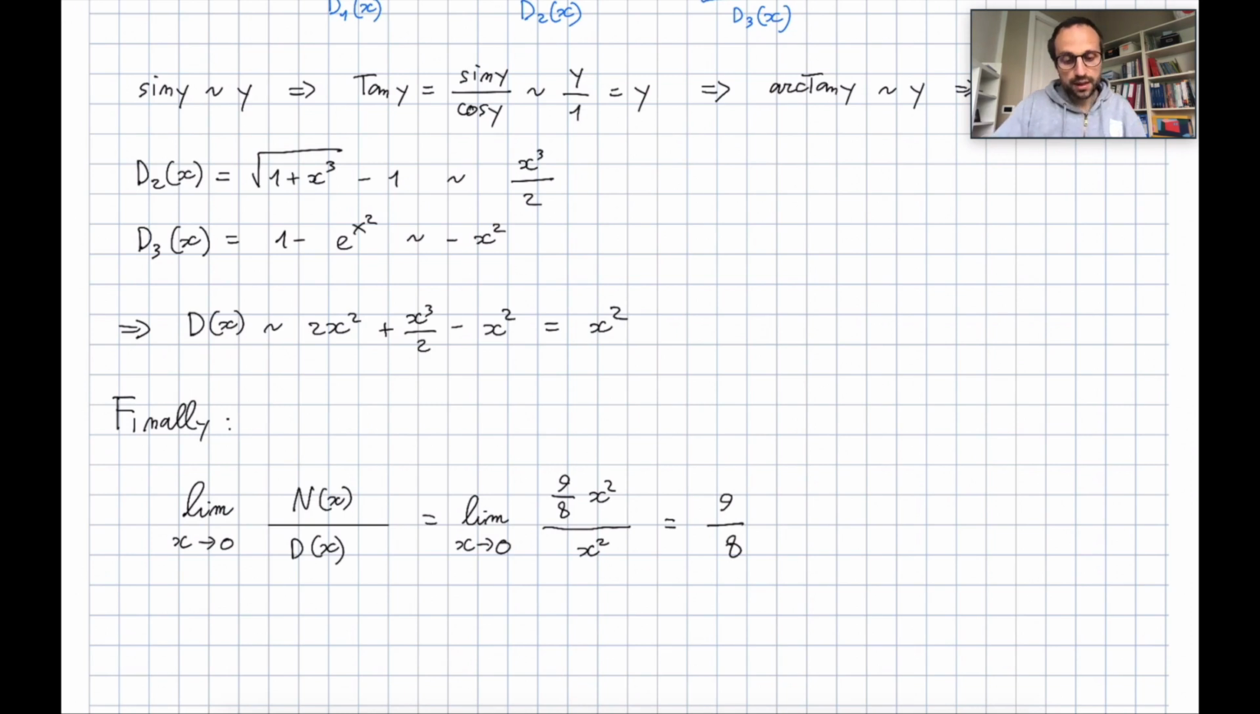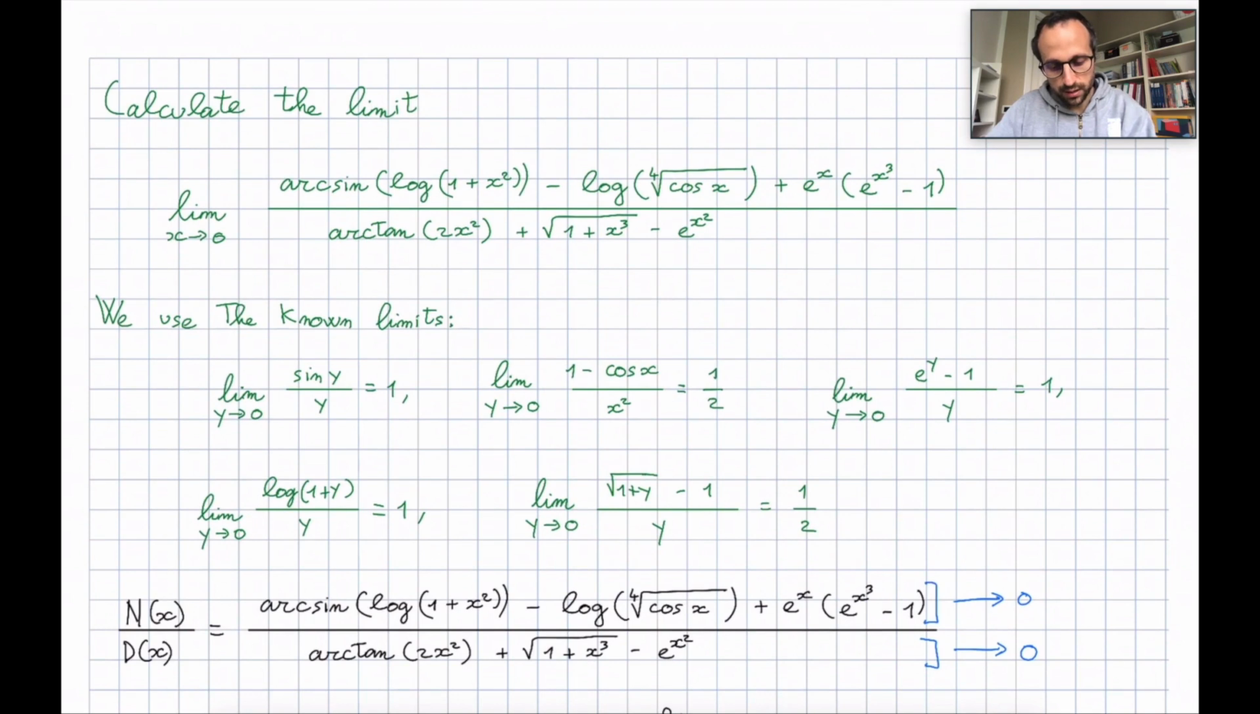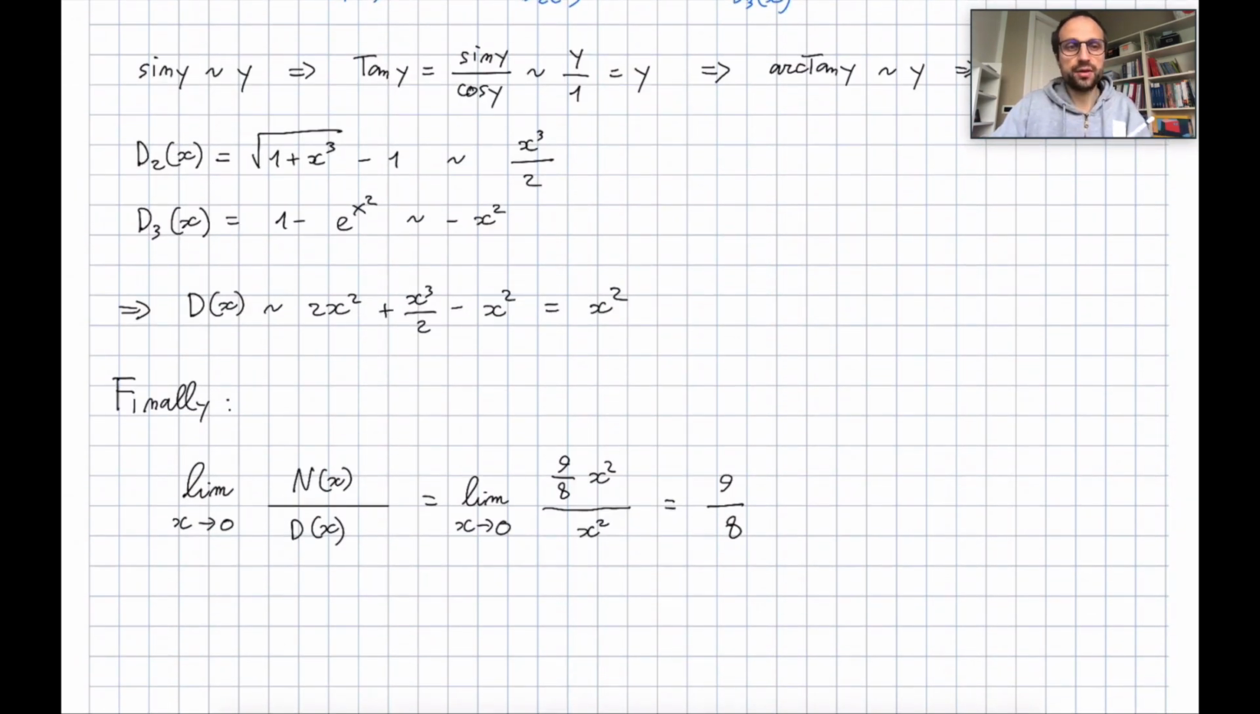So we saw that by simplifying all these factors in this very complicated formula here, we were able, at the end, to obtain a very simple formula for the computation of the limit, and at the end, the limit is nothing but 9 over 8.